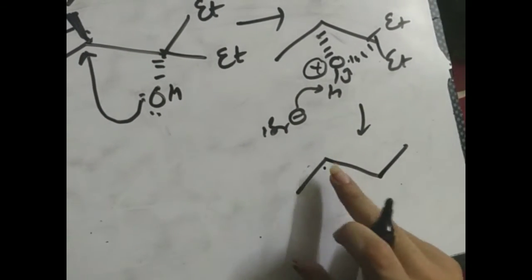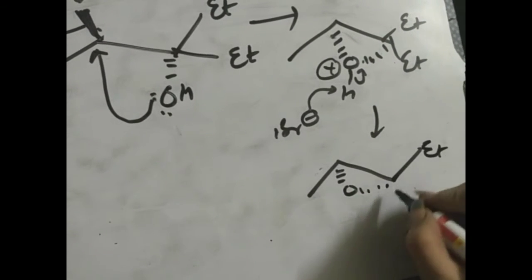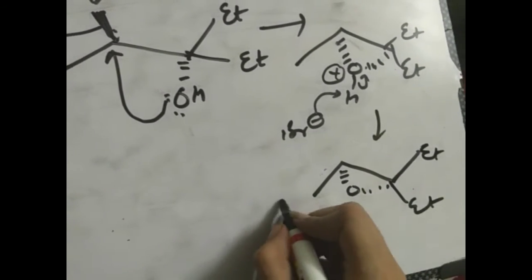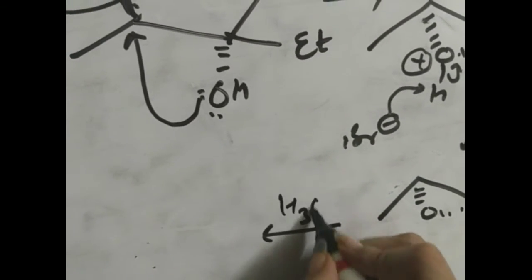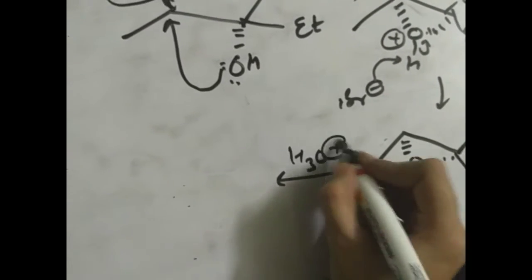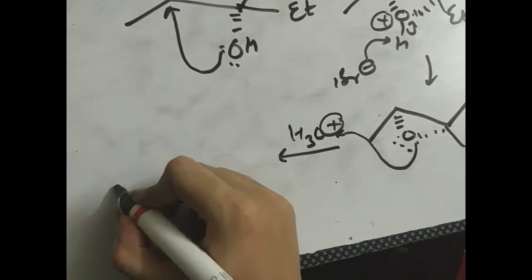So I'm just showing epoxide, Et and Et. So this is epoxide and Et here and another Et here. Okay, and in the next step it was given that H3O plus was added, right? So simply lone pair of oxygen will abstract proton.